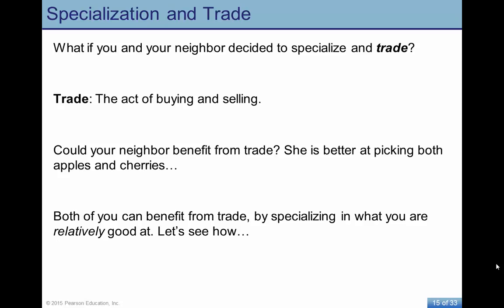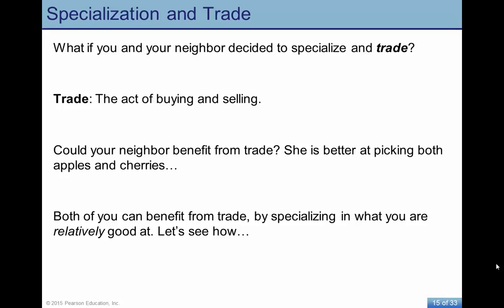Specialization and trade. What if you and your neighbor decided to specialize and trade? What is trade? Trade is the act of buying and selling. Could your neighbor benefit from trade?